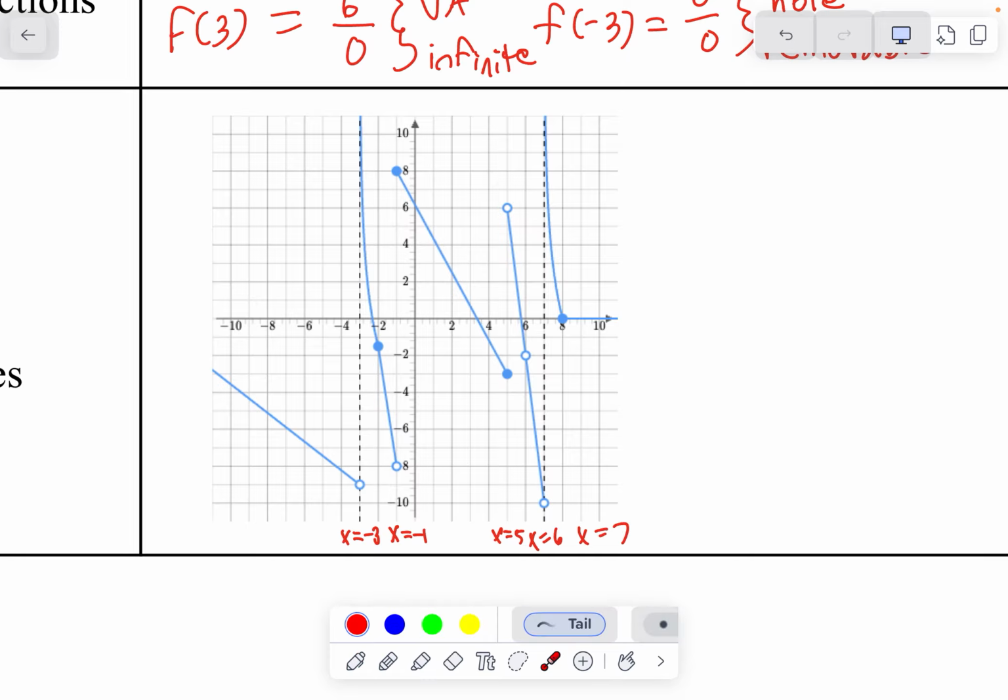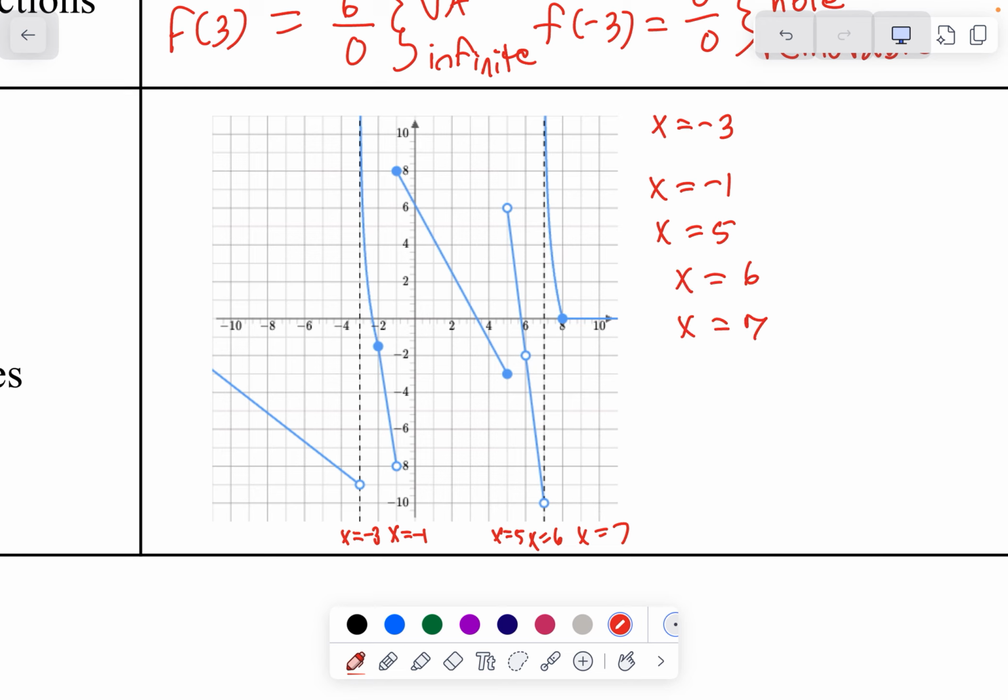And then he's walking, and he never has to stop ever again, okay? So let's evaluate what is happening at -3, at -1, at 5, at 6, and at 7, okay?